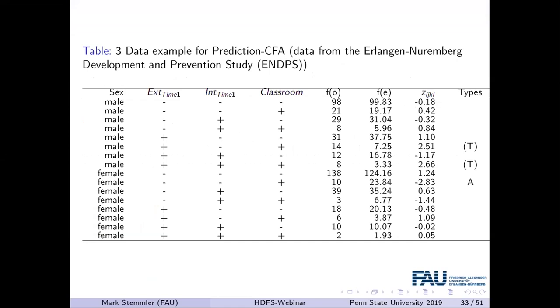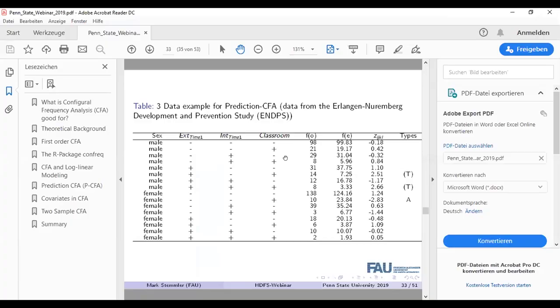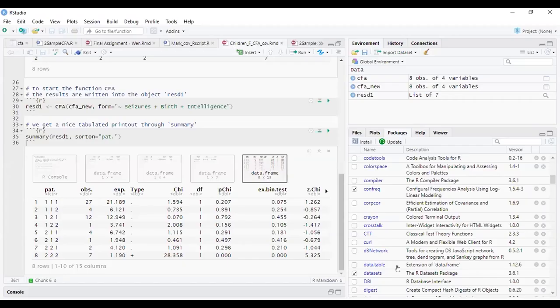Okay, this is the table, the data related to it. We have males and females. We have minus and plus in terms of externalizing and internalizing behavior. And we are looking for stability of externalizing behavior from kindergarten to elementary school. Now we use the second R example.